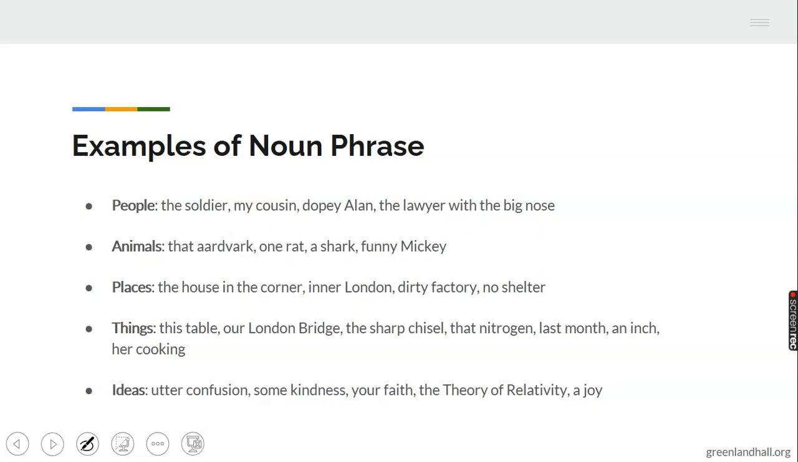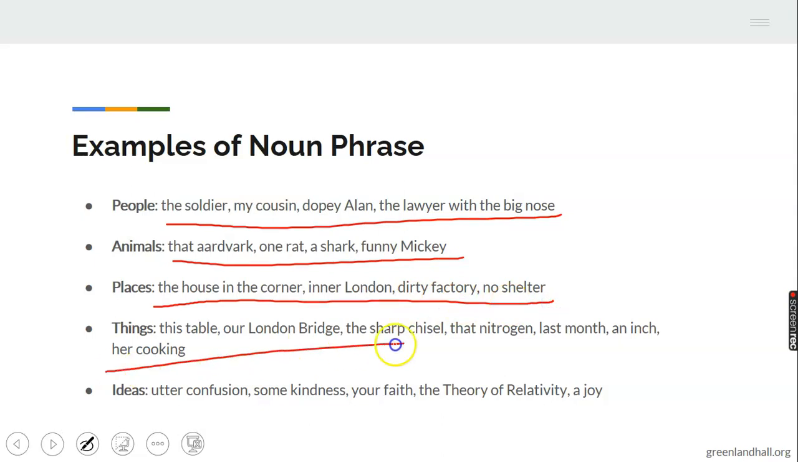Let's see examples of noun phrases here. Noun phrases that include people, animals, places, things, and ideas. Note one thing about phrases. We don't term a single word a phrase. A phrase is a group of words, not a single word. See all my examples here. There is no single word here as a phrase. Two or more words form a phrase. And you've seen from all examples that all your adjectival and adverbial phrases are more than a word. And still they function like the adjective, like the adverb, and like the noun will do.